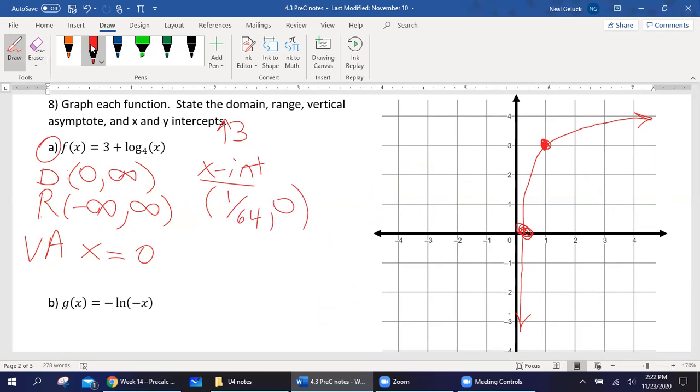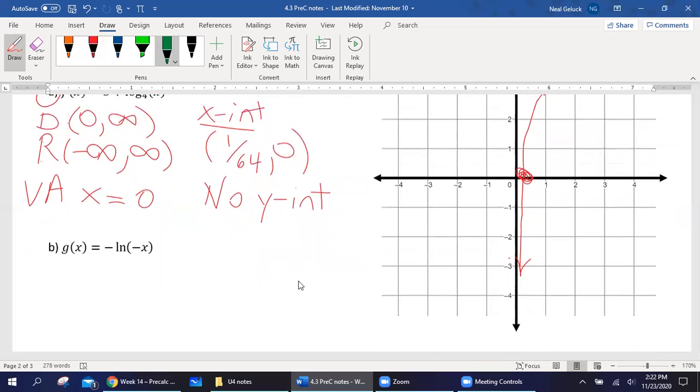I can see from the graph it's not hitting the y-axis, so again, there's no y-intercept. And by the way, I also know there's no y-intercept if I were to try to plug in 0 for x. You can't do that. You can only take the log of positive numbers. So 0 doesn't work. So that's another reason why I know there is no y-intercept on this.